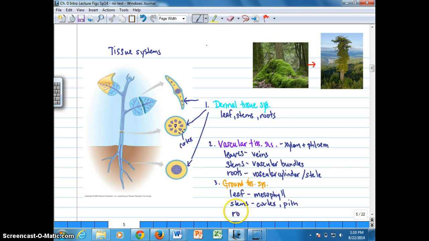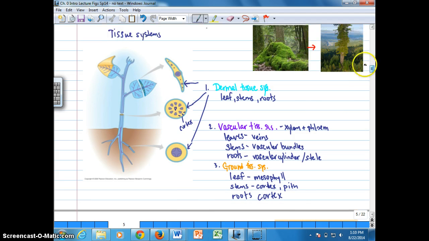And then in roots, the ground tissue system is referred to as cortex. All right. So that takes care of our plant anatomy.